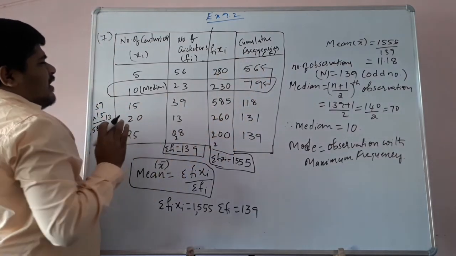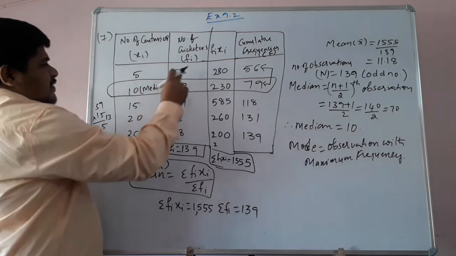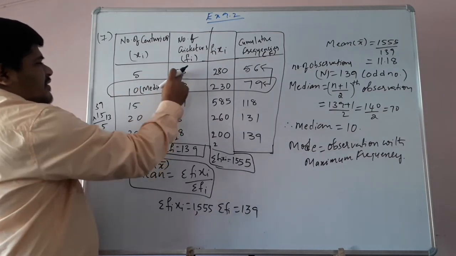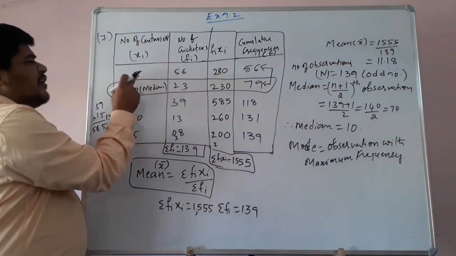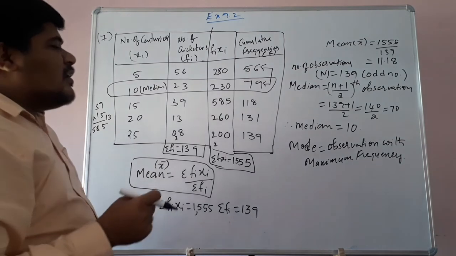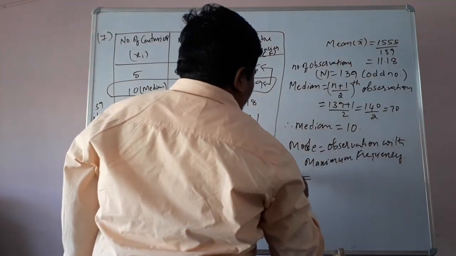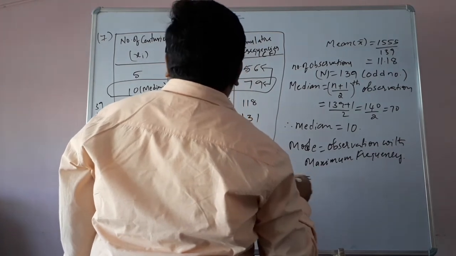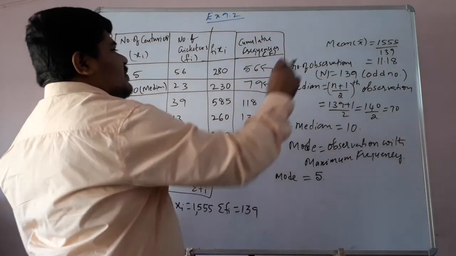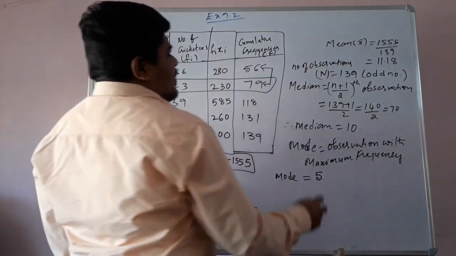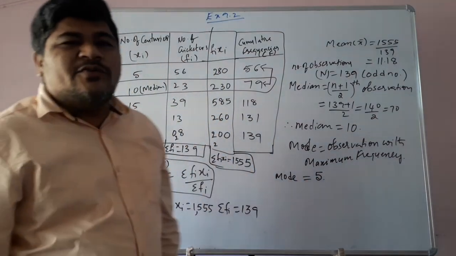Now the highest frequency is 56. 56, 23, 39, 38. 56 is the highest frequency. So which observation has this frequency? 5. Okay, so the mode of this data is 5. Therefore mode is equal to the observation with maximum frequency, which is 5. So children, mean is 11.18, median is 10, mode is 5. So this is the way to solve this problem, children.